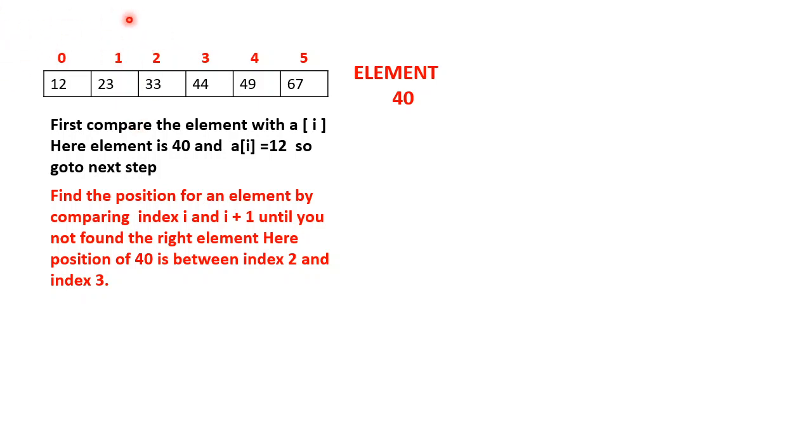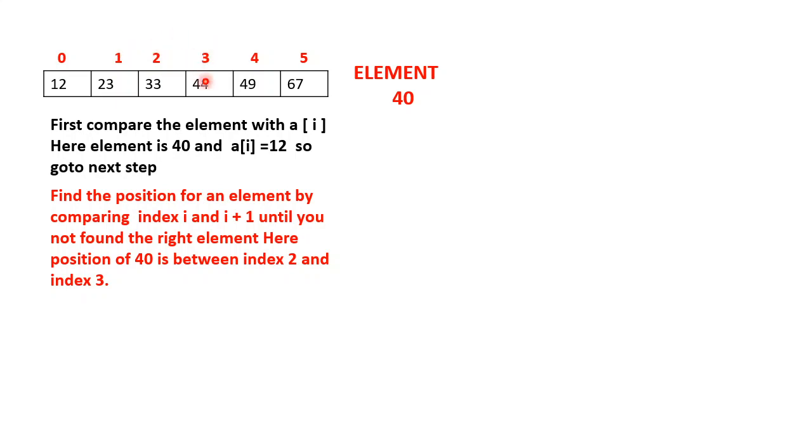It is not the right place for element 40. Then we will increment the value of I, which will be 1 now, and I plus 1 is 2. So index 1 will be compared with index 2, meaning 23 will be compared with 33. Again it is not the right place. Now we will increment I to 2. Now index 2 is I and index 3 is I plus 1, so we compare 33 with 44. Now we know that it is the right place for 40.